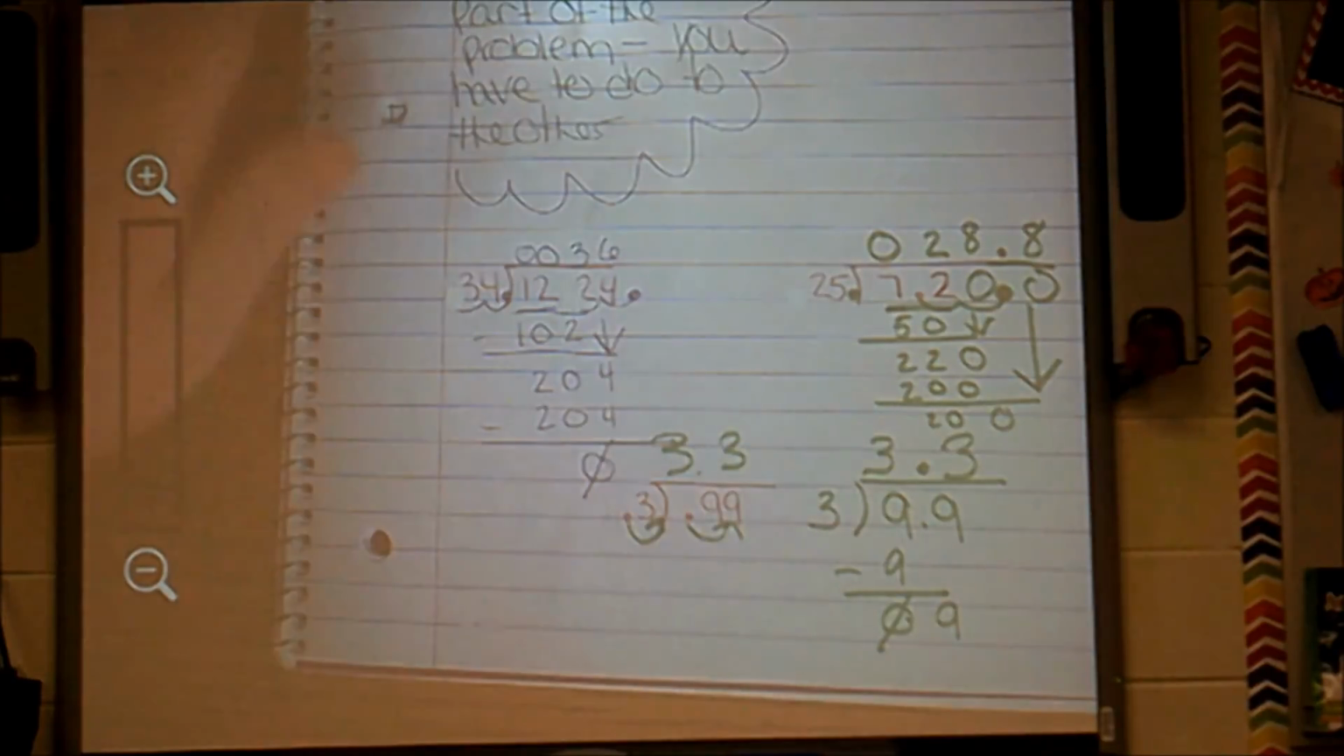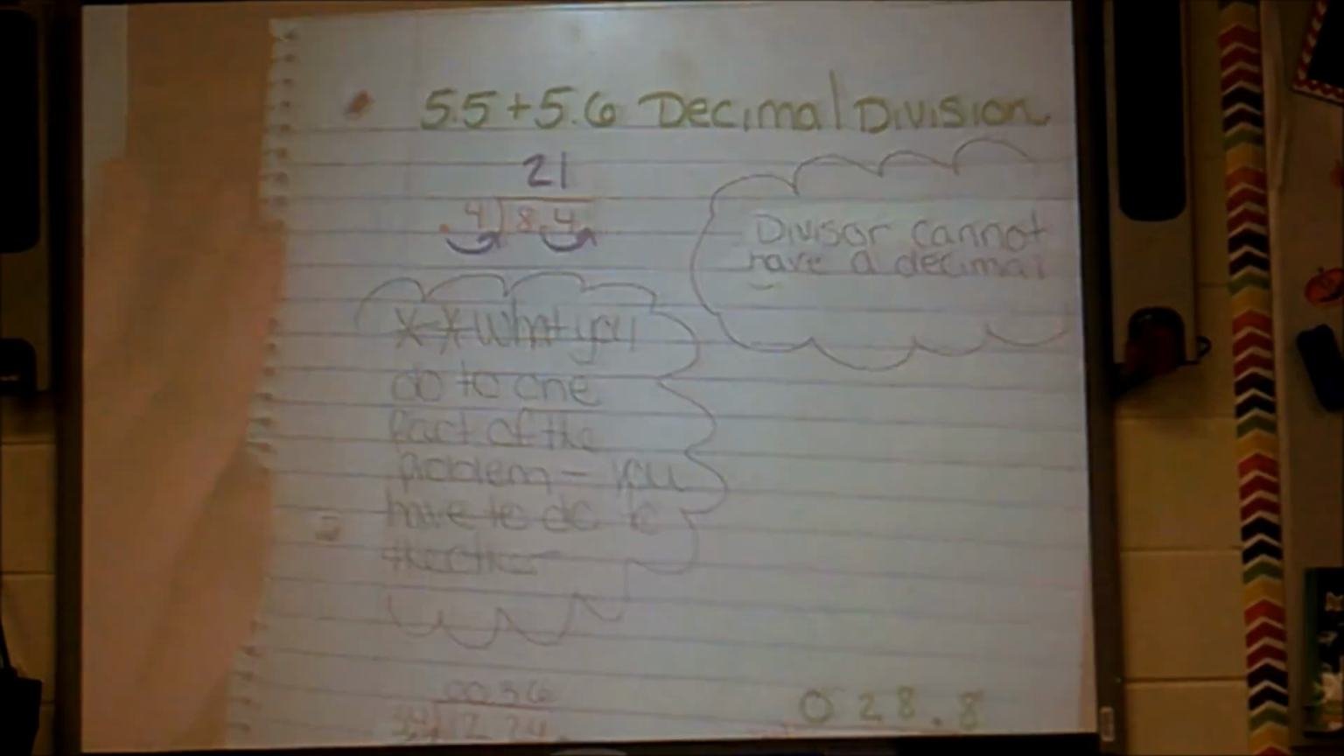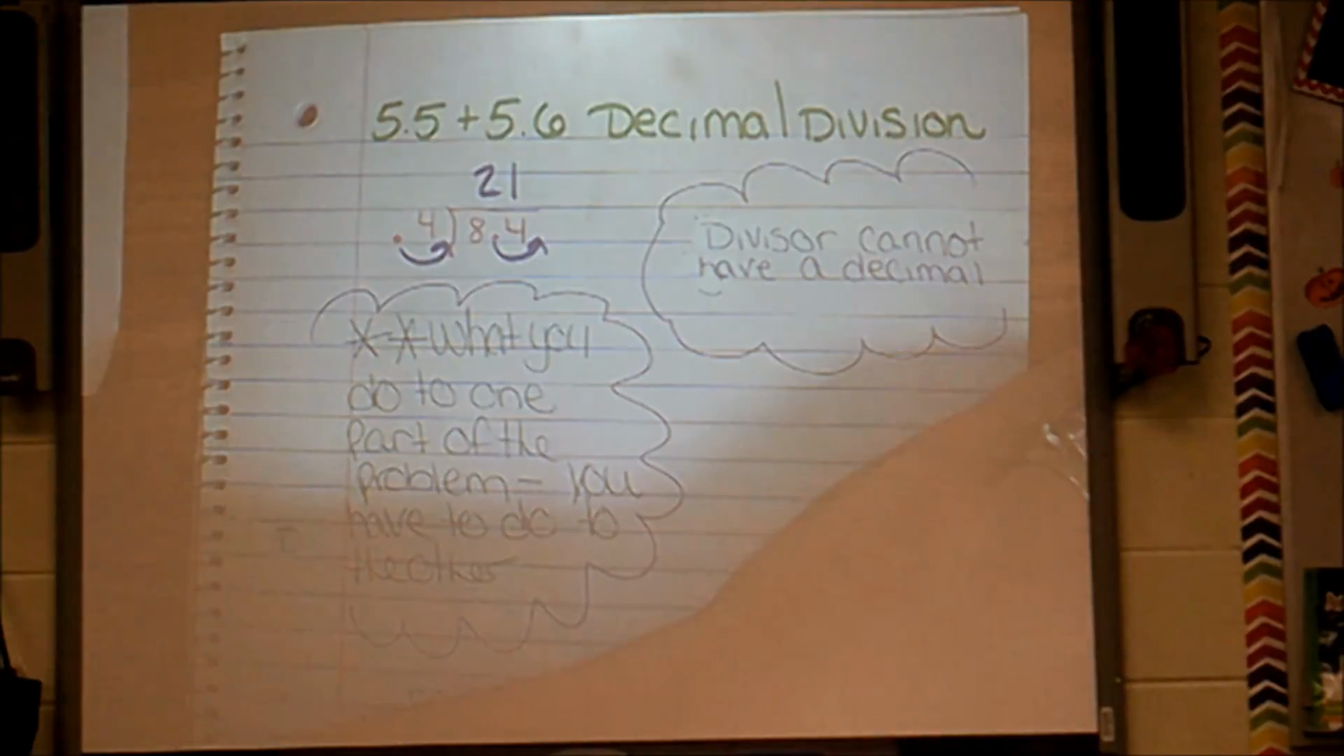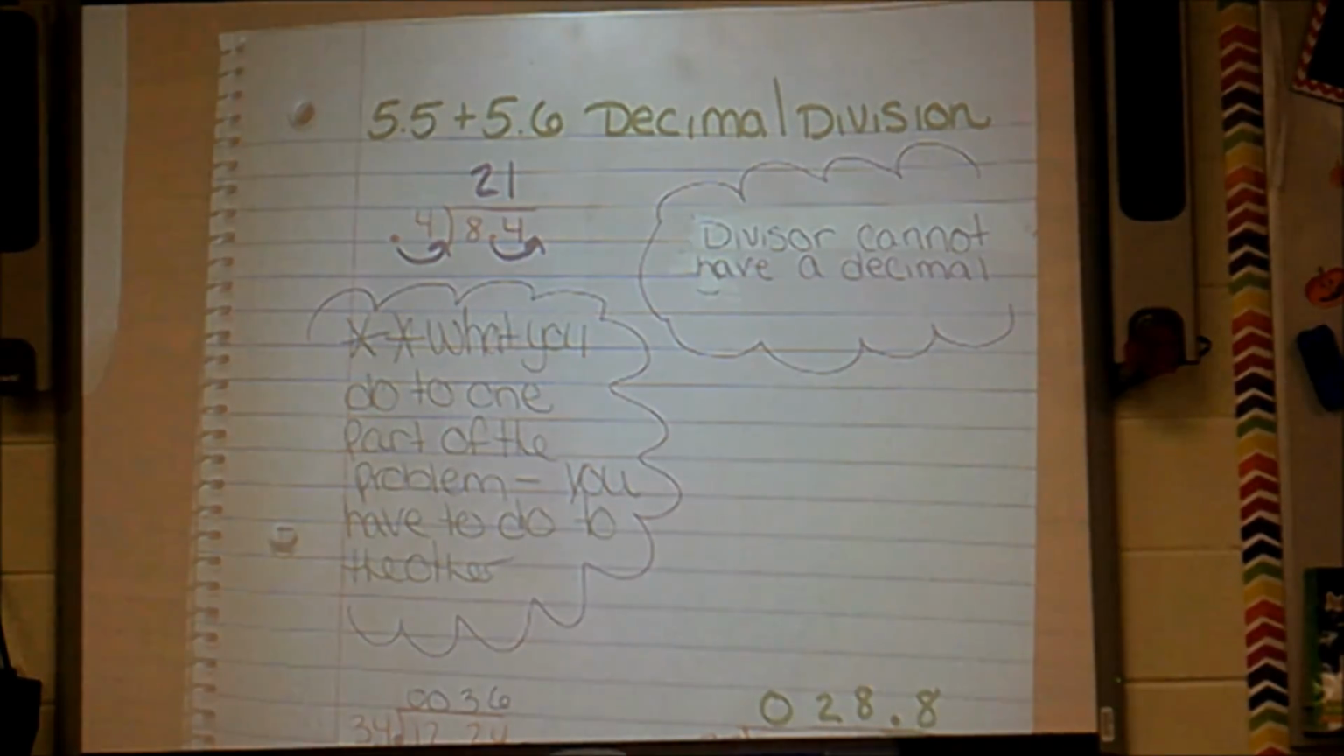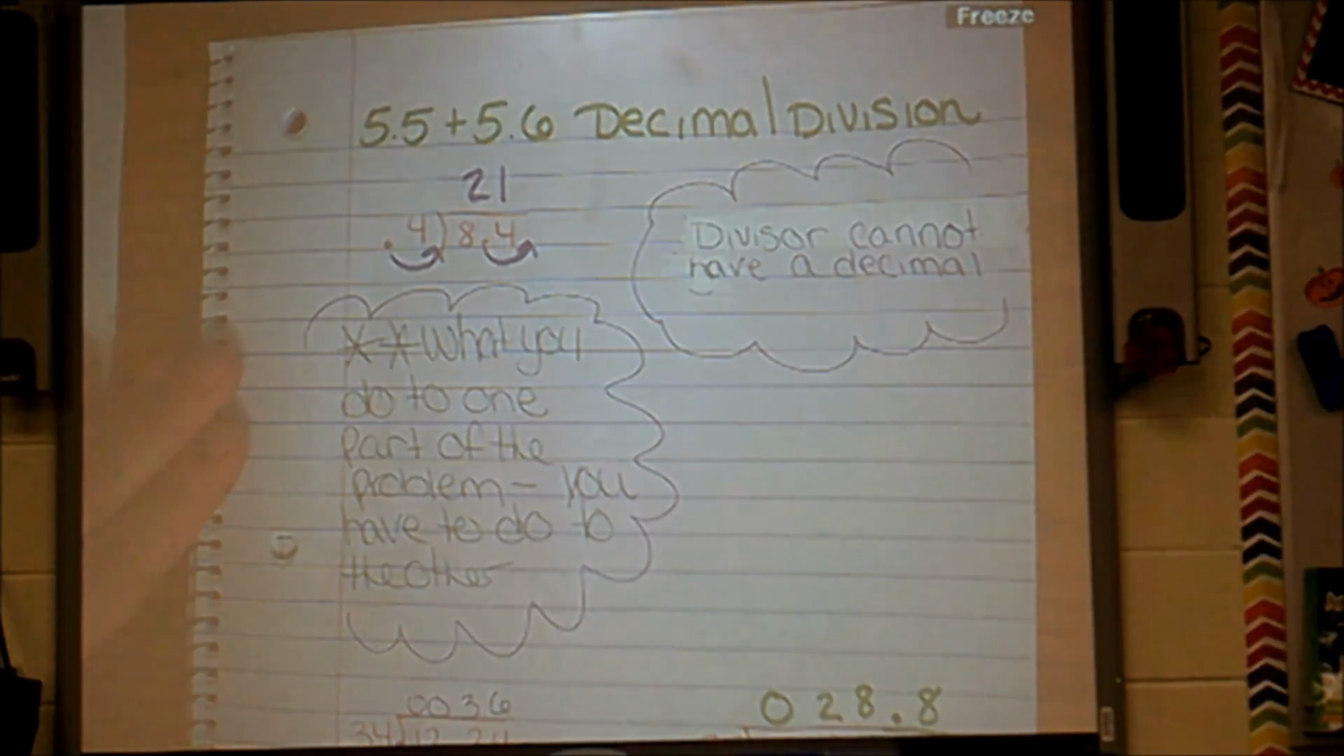Please reflect back on your learning scale and think of how you feel about this learning target, about dividing decimals, decimal division, 5.5 and 5.6. If you feel good and feel successful and that you can answer questions like this without assistance, then get yourself a 3 on that learning scale. But if you need more practice, please mark yourself as a 2. There's nothing wrong with marking yourself as a 2 on a learning scale. That just means you're learning.